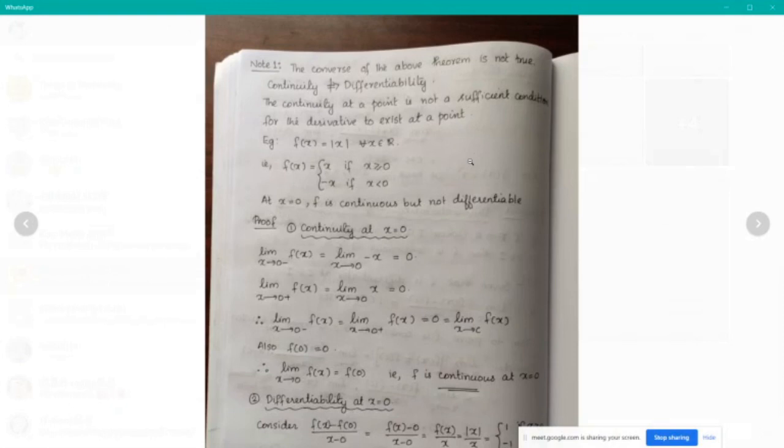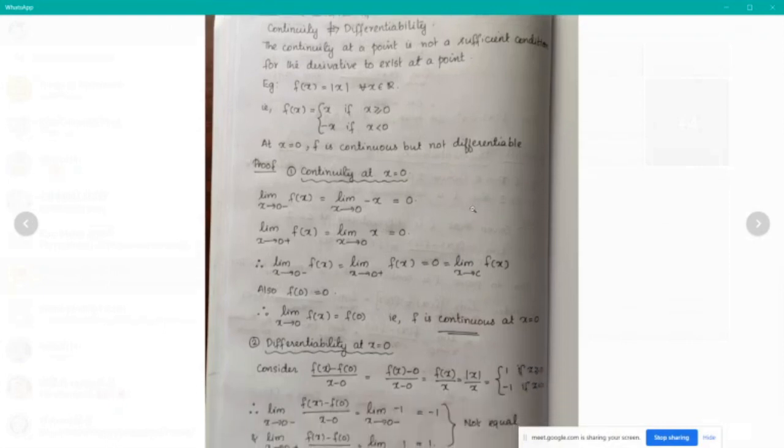കണ്ടിന്യൂറ്റി ഡസൻ ഇംപ്ലൈ ഡിഫറൻഷ്യബിലിറ്റി. ഫോർ എക്സാമ്പിൾ, മോഡുലസ് ഫംഗ്ഷൻ, അബ്സല്യൂട്ട് വാല്യൂ ഫംഗ്ഷൻ, it is x for every positive value of x and it is negative x for every negative value of x. Then clearly it is continuous at x equal to 0, since the left limit of f of x is 0, which is the same as the right limit.